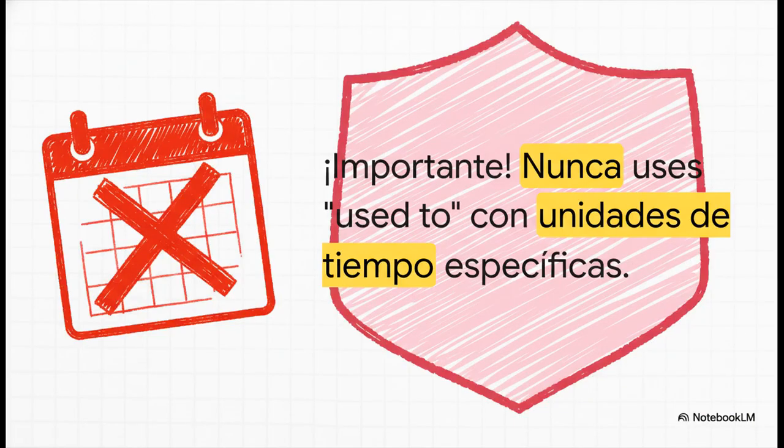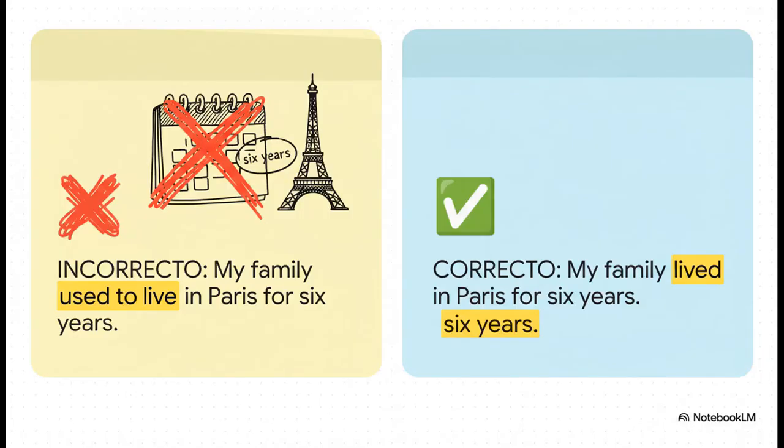I'll say it again, this is fundamental. If you mention how long something lasted, like for 6 years or for a month, used to is forbidden. In those cases, we simply use the simple past. This is the perfect example. Because we're specifying the duration, for 6 years, the correct form is the simple past, lived. The version with used to sounds incorrect to a native speaker.